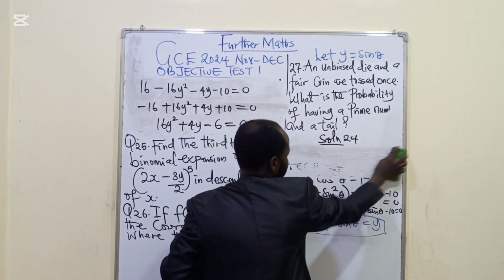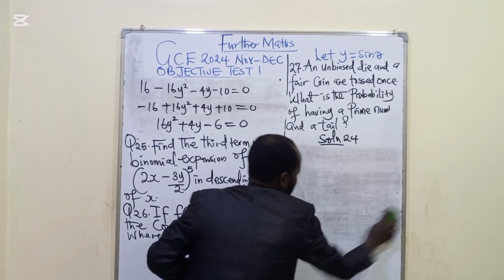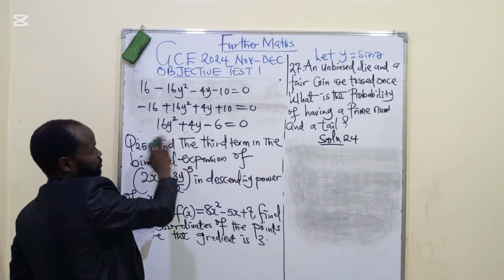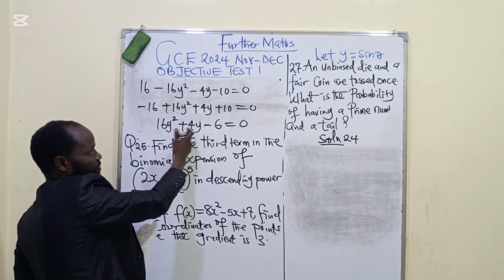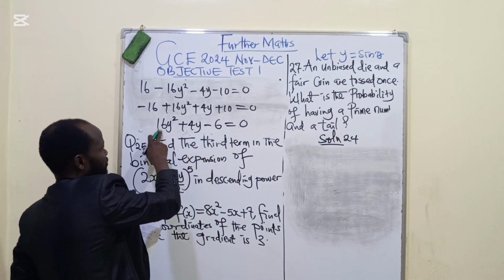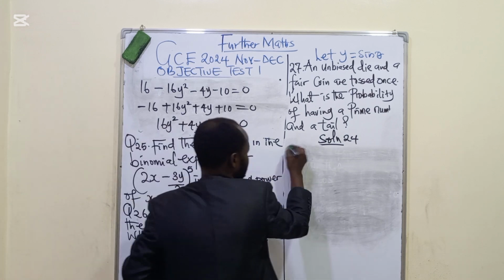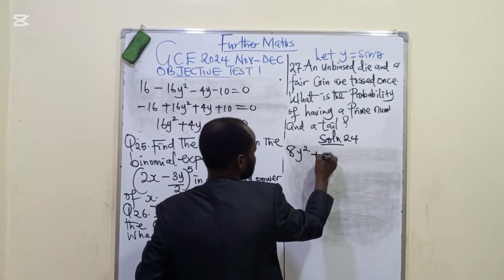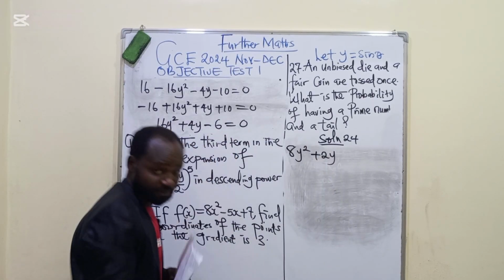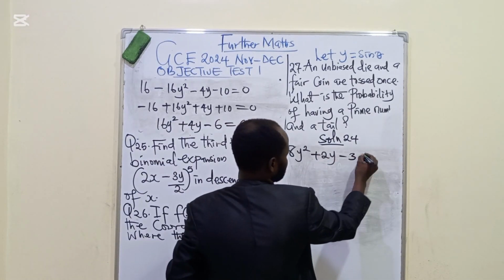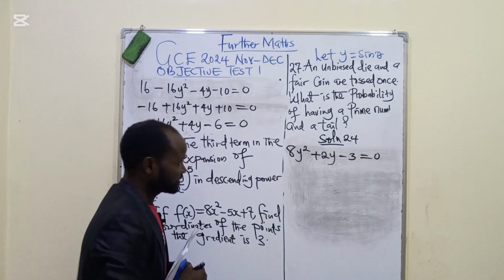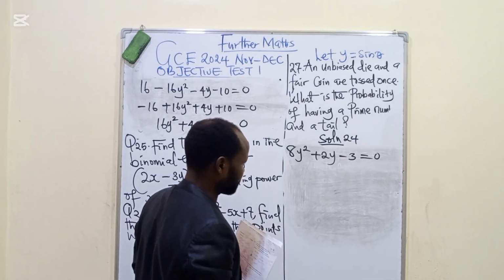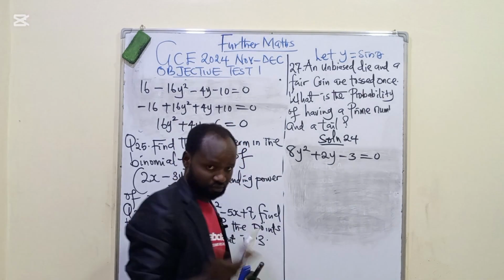Let's divide through by 2 so that we can reduce, because 2 is a factor of 16, 2 is a factor of 4, 2 is a factor of 6. So 16y squared divided by 2 will be 8y squared, plus 4y divided by 2 will be plus 2y, minus 6 divided by 2 will be minus 3 equals 0. Can we factorize this? Let's check. 8 times minus 3 is minus 24. What are the two factors of 24 that can give you plus 2y?